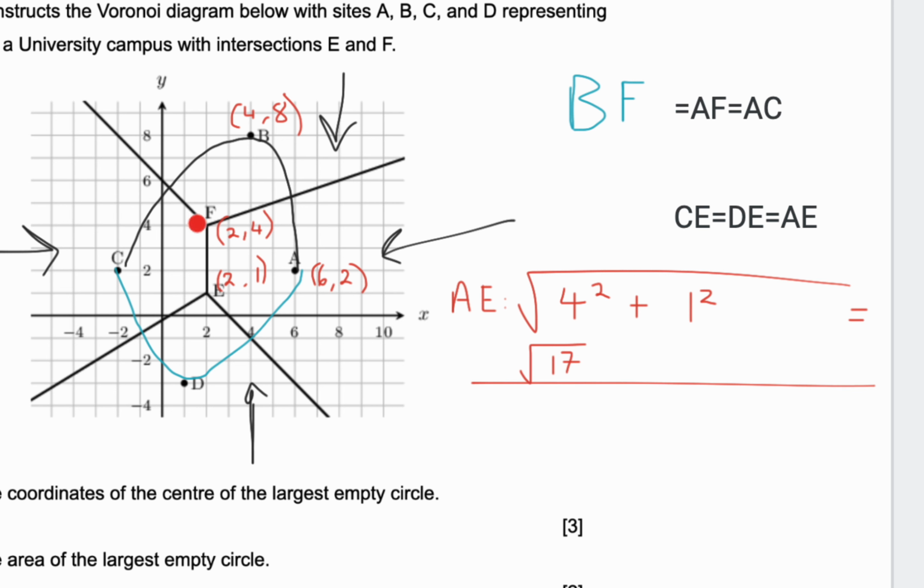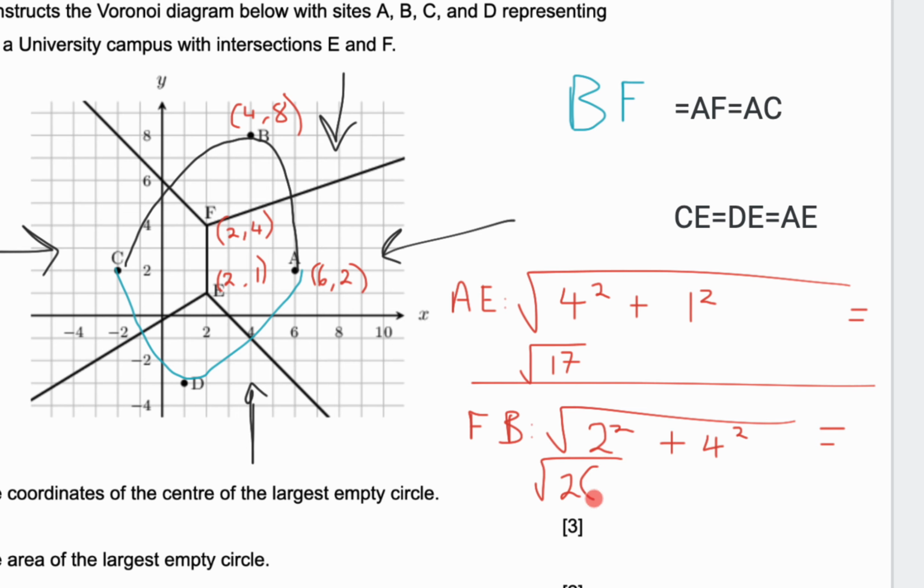Now let's work out the distance of F to B. So F to B is simply going to be a similar pattern. So we're going to do 4 minus 2, which is 2. It's going to be 2 squared, and then 8 minus 4, which is 4. So it's going to be 2 squared plus 4 squared. You can already see this one's going to be bigger because we've got the 2 squared rather than the 1 squared. This is going to be the square root of 20.